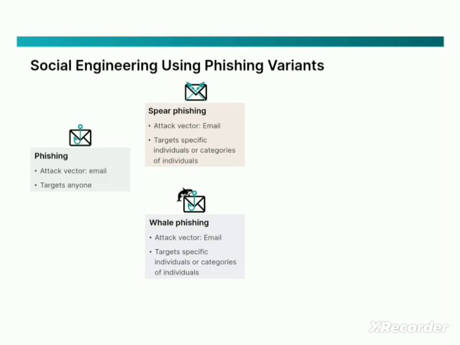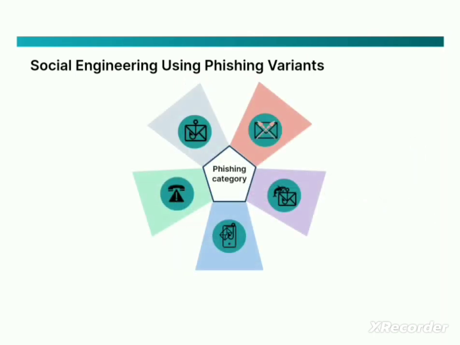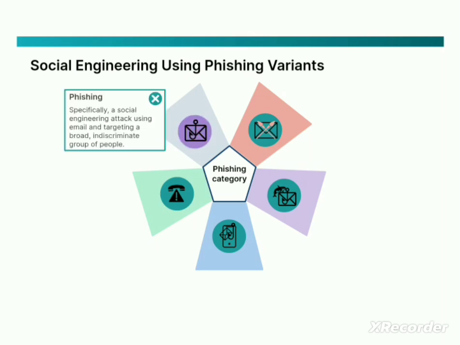Both spear phishing and whaling can be described as a social engineering attack that uses email to target a specific individual or group with the intent of stealing confidential information or profiting in some way. Like phishing, spear phishing and whaling use email as the attack vector, but with specific targets in mind. Click the icons to review the different descriptions of phishing types.